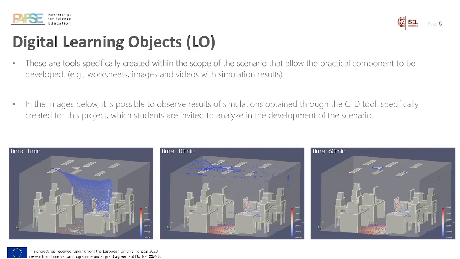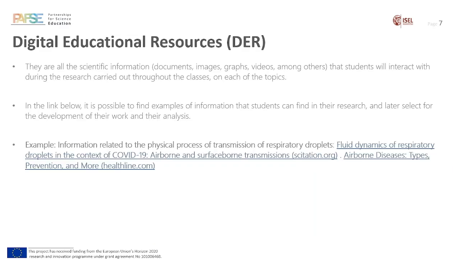We have the particles spreading through the air in this room, and we will ask the students to analyze the particle flow, how the particles interact with the objects present in the room. So this is to give you an example of what is a digital learning object. And in this case, we can see, for example, in these 3 images, something that was developed specifically within the scope of the PAFSE project.